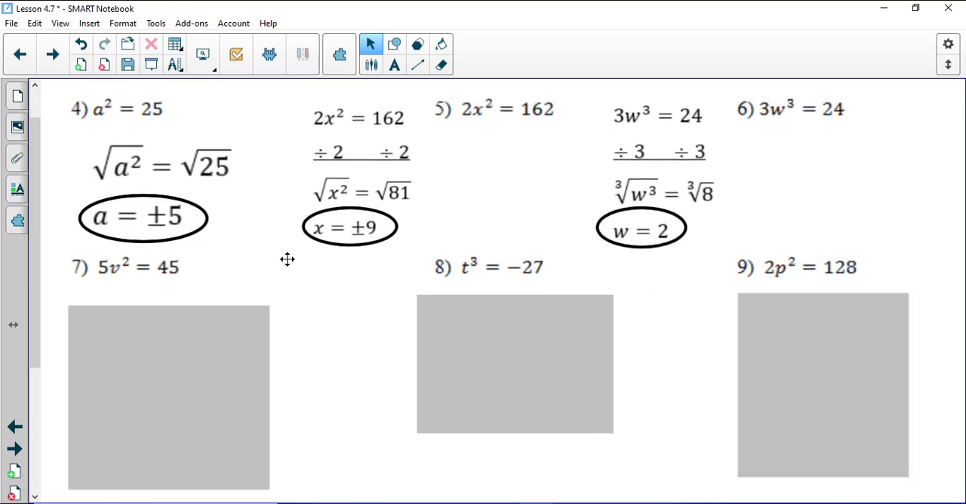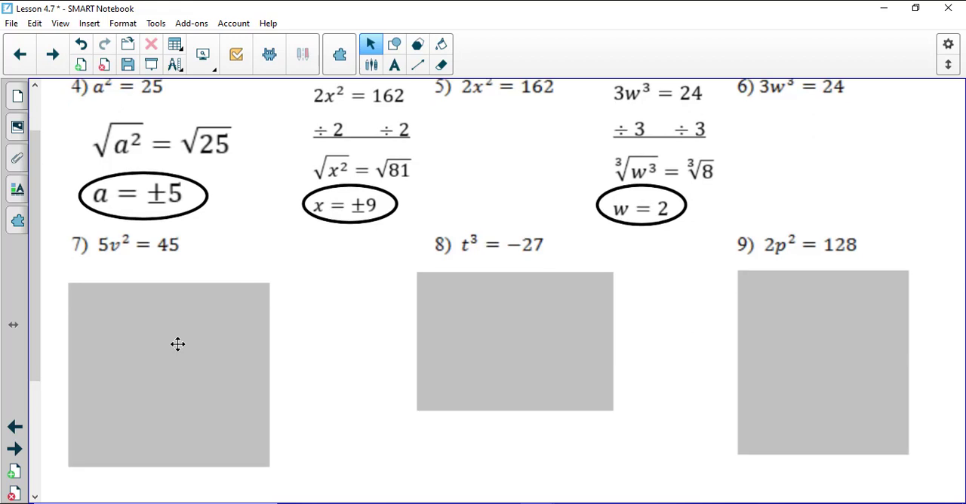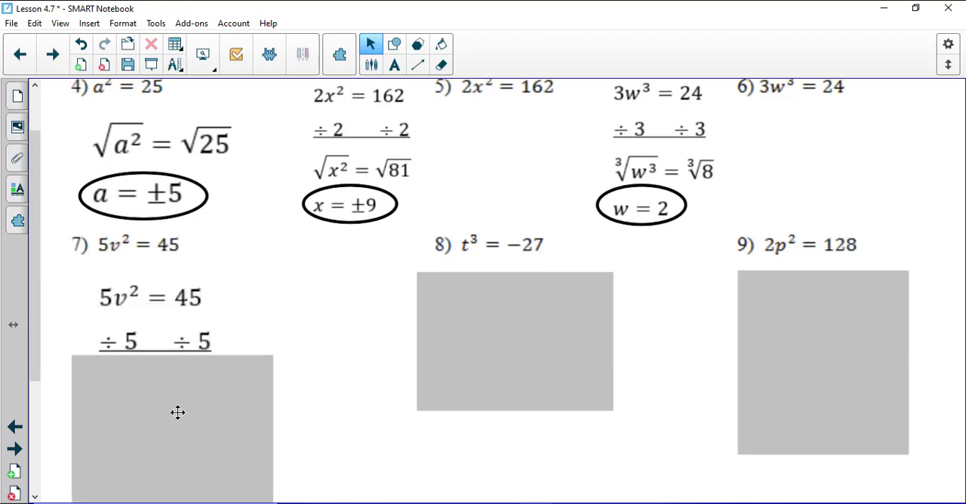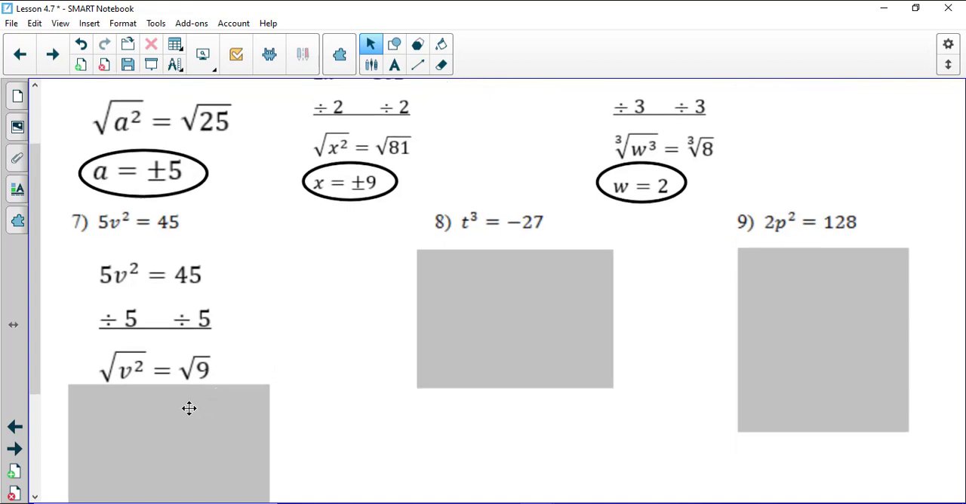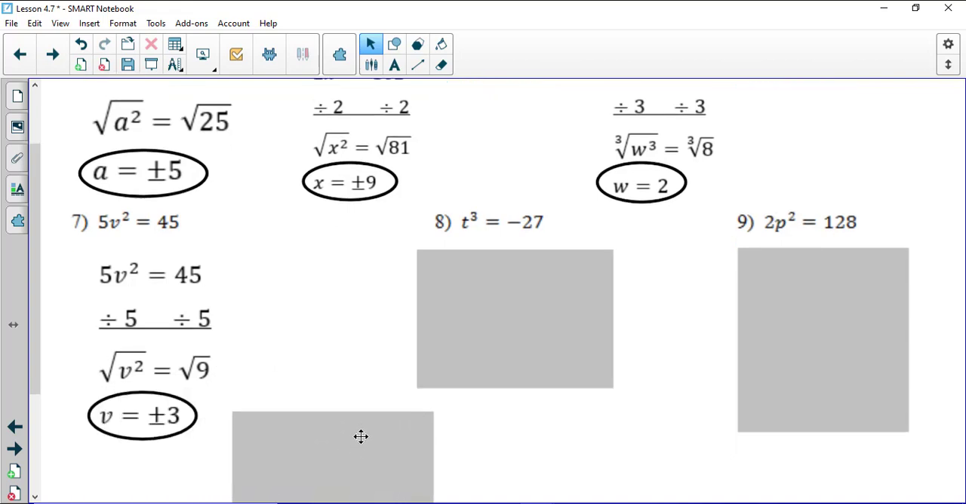All right, number 7, we have 5v squared equals 45. Let's isolate that v squared by dividing both sides by 5. That's going to get us v squared equals 9. Let's go ahead and take the square root of 9. That gets us 3. Again, 2 solutions here because 3 squared gets us 9, so does negative 3 squared. And 9 times 5 gets us that 45.